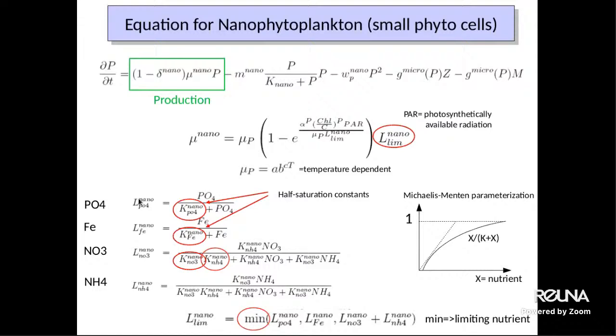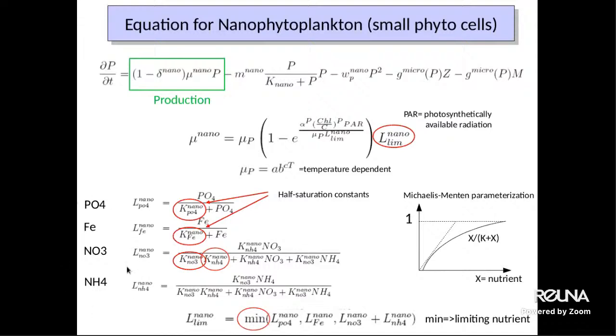And this form of limitation is modeled like this. When you have very little nutrient, the limitation increases with the nutrient, and when you have a lot of nutrient, there is a saturation. When PO4 goes to infinity, this goes to 1. So there is a saturation to 1. Okay, it's called the Michaelis-Menten parameterization of limitation.